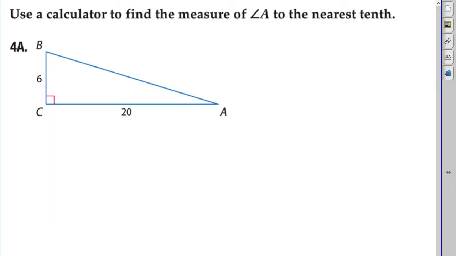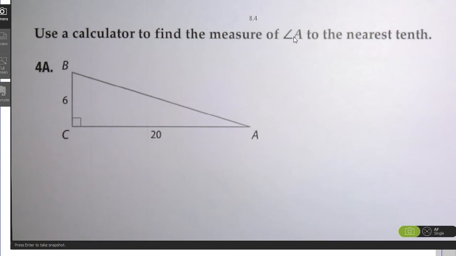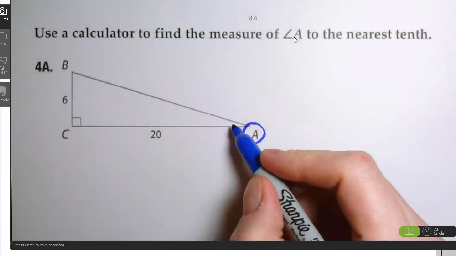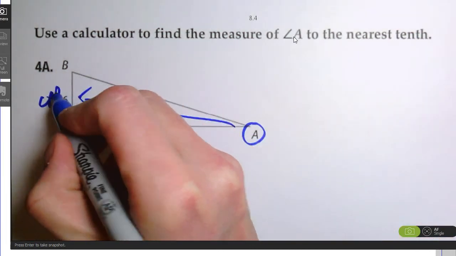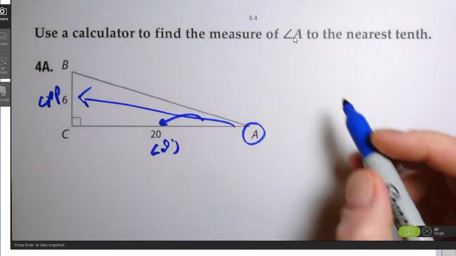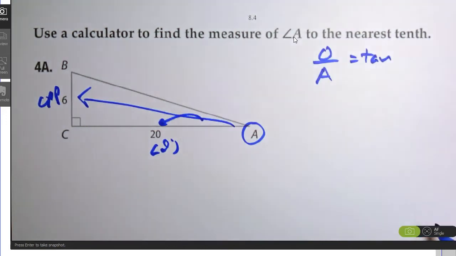So let's look at an example. These are really quick to do. It's just a matter of making sense of what is going on. So here's 4a from the book. I'm looking for angle A. So what you have to do, either mentally or physically, is ask what sides I have. I have 6, which is the opposite, and 20, which is the adjacent. So which ratio uses opposite and adjacent? Hopefully you understand by now it's tangent.